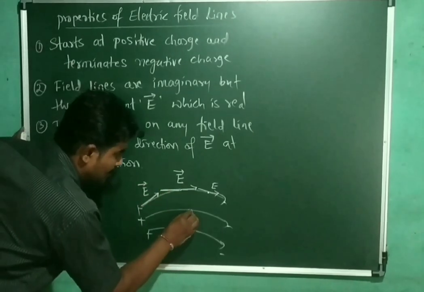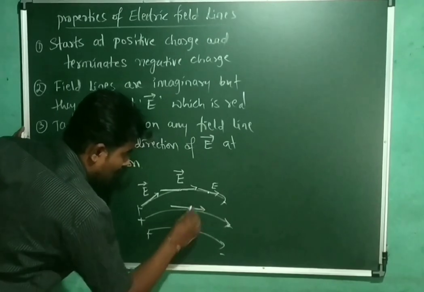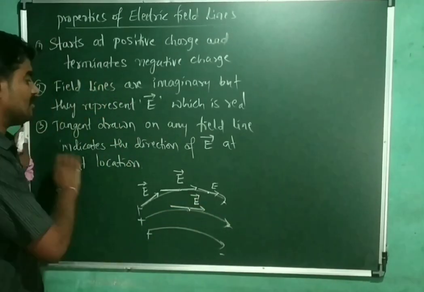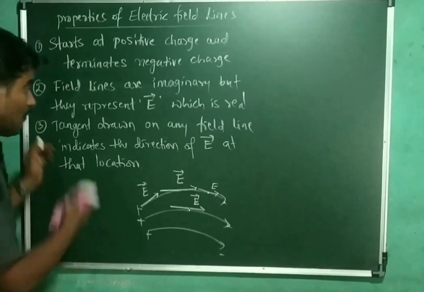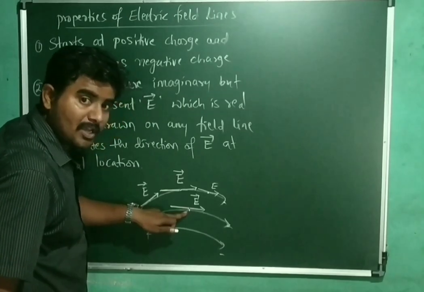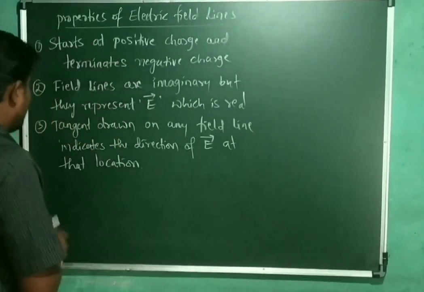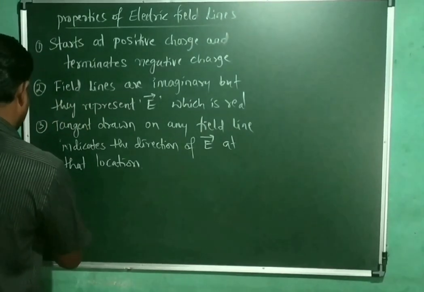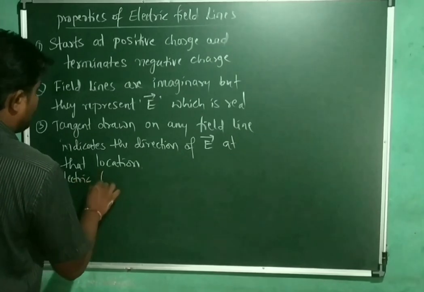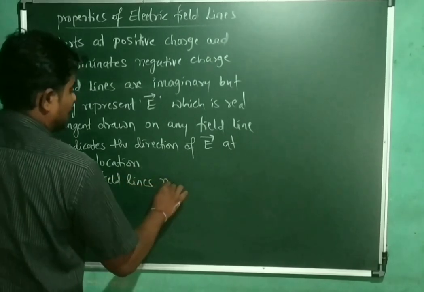At any point on the line, if a tangent is drawn, then that indicates the direction of electric field. This is the third property of electric field lines, a very important property also. The tangent on the line indicates the direction of electric field. And the next, fourth property: electric field lines never intersect each other.